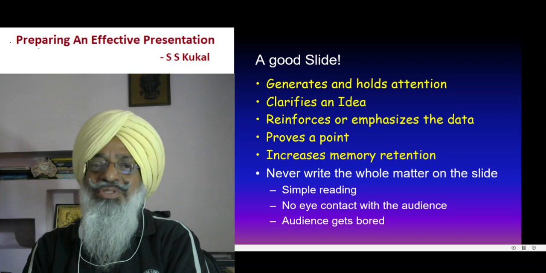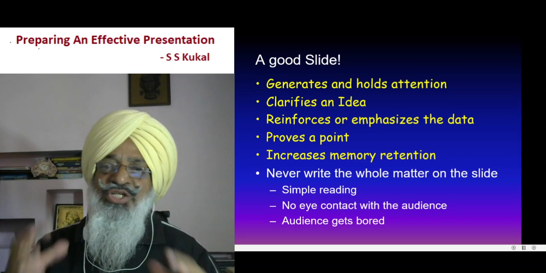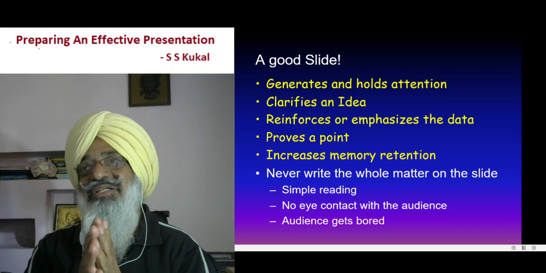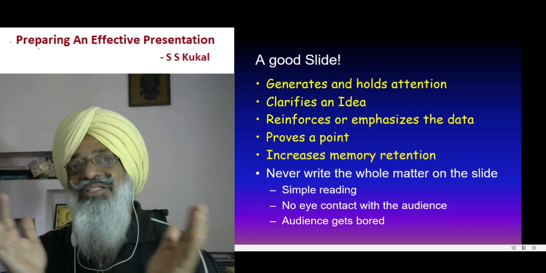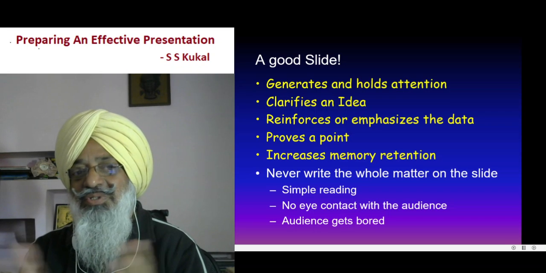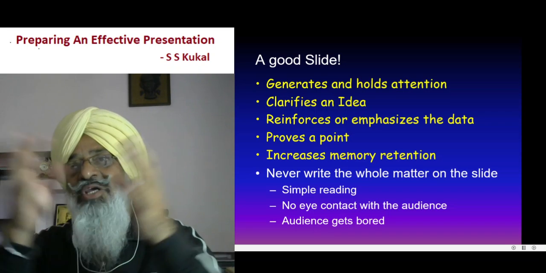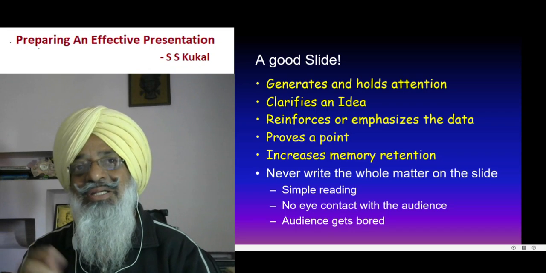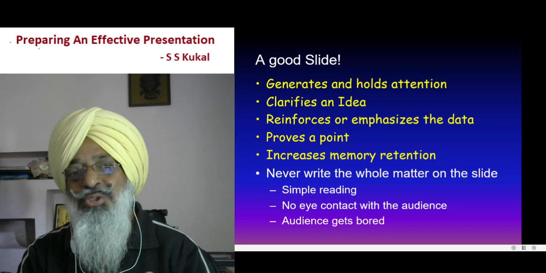Then a good slide is one which generates the attention of the audience and holds that attention. If the slide is not attractive, it's not good, and the audience may get bored. That is generally when you write too much on a single slide, the audience cannot read it, so they lose interest in your talk.